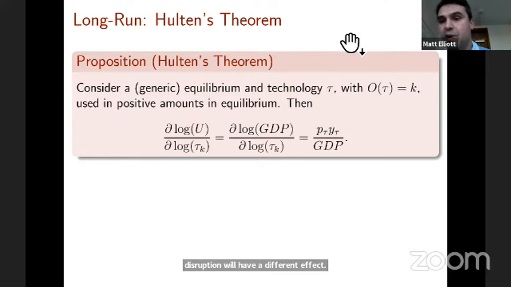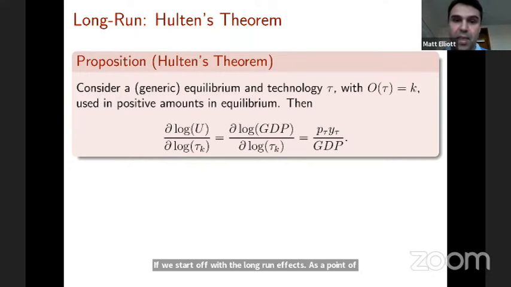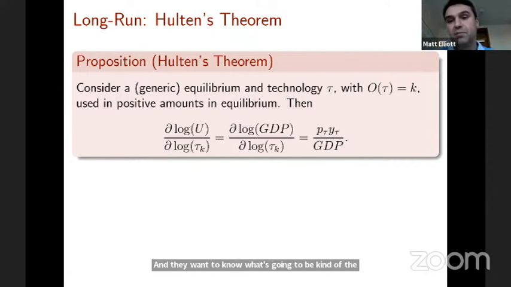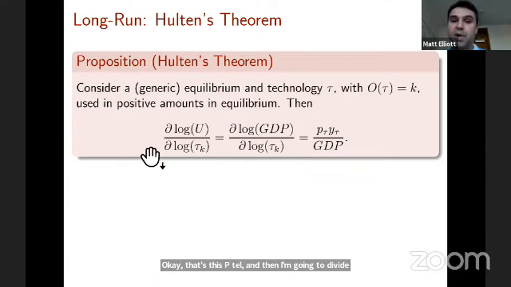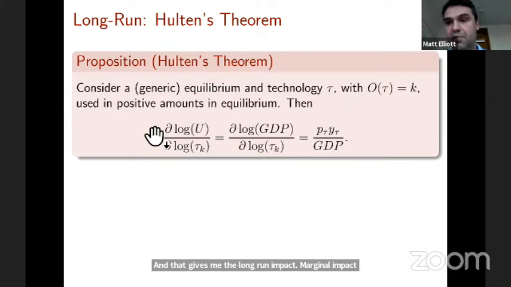If we start off with the long run effects as a point of comparison, then Hulten's theorem applies in our economy, and Hulten's theorem tells us that the impact of shocking a given industry is going to depend on the value of the output of that industry. So if I take an industry that's producing, say, computer chips, and I shock it, and I want to know what's going to be the impact of that shock, all I need to know is the value of the computer chips being sold. Okay, that's this P_tau Y_tau term. And then I'm going to divide by GDP to give me a percentage of GDP. And that gives me the long run marginal impact on GDP, and also for our representative consumer, the long run marginal impact on the representative consumer's utility.